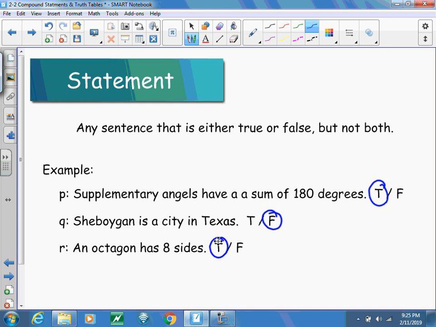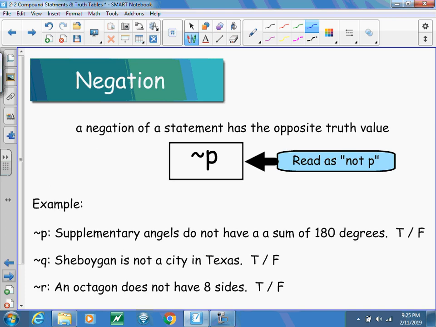So for any statement, if I were to say it's snowing outside today, we can go ahead and say that that's true. Or if I say that grass is green, that's a true statement too. So you can make up any statement as long as you can say true or false to it. It's a statement.